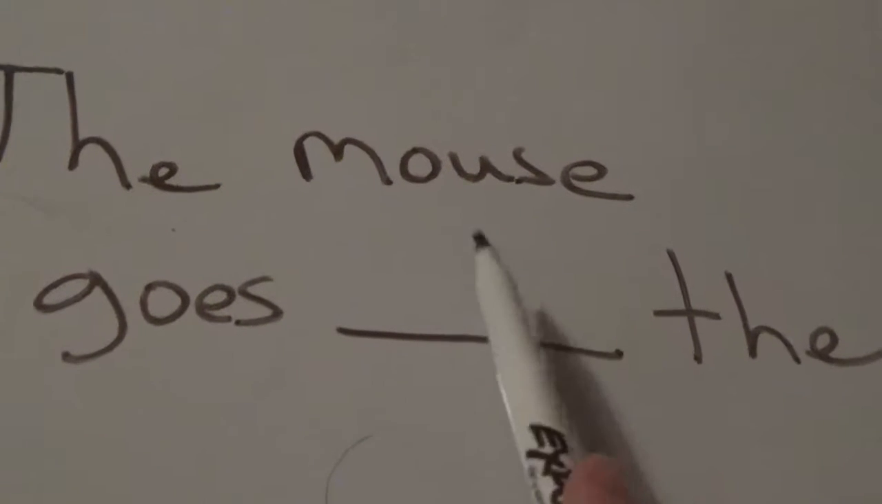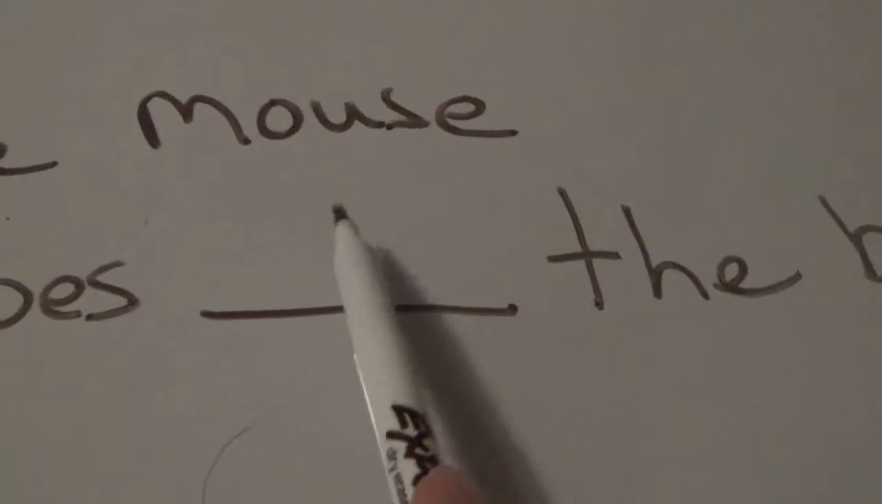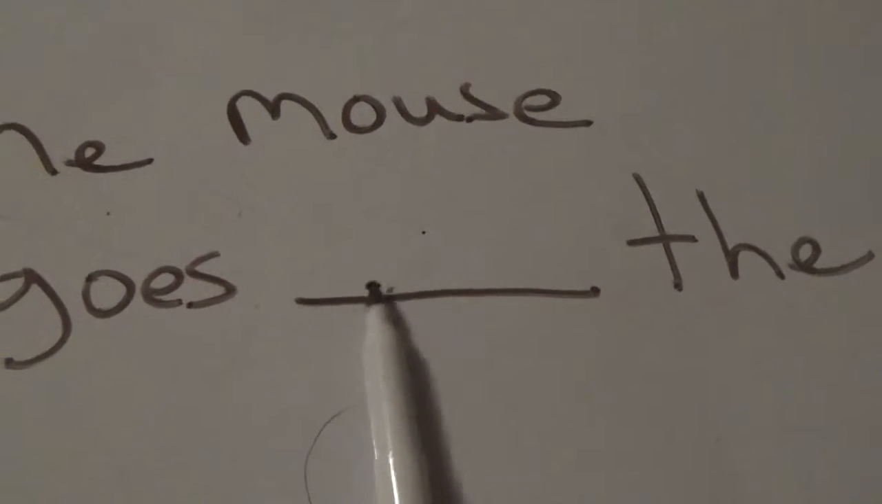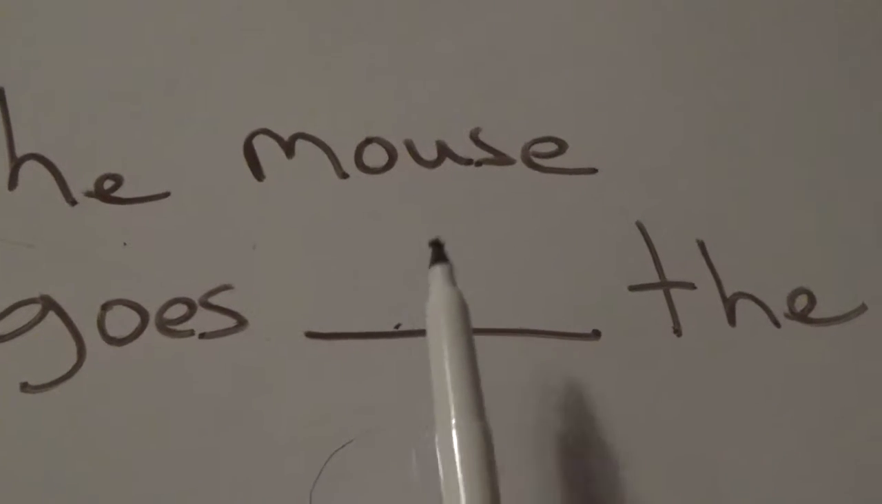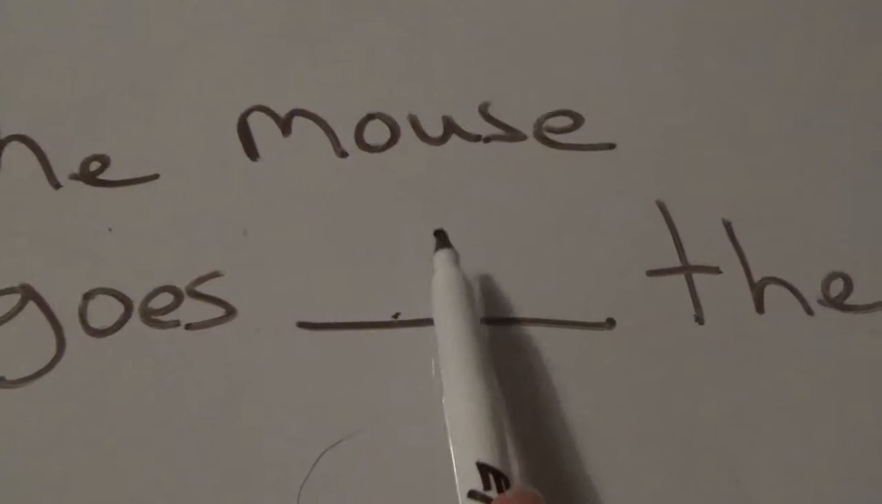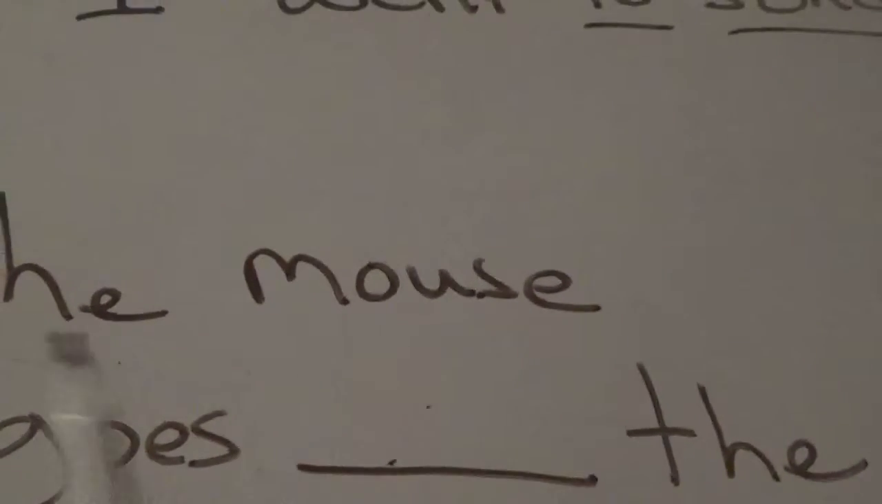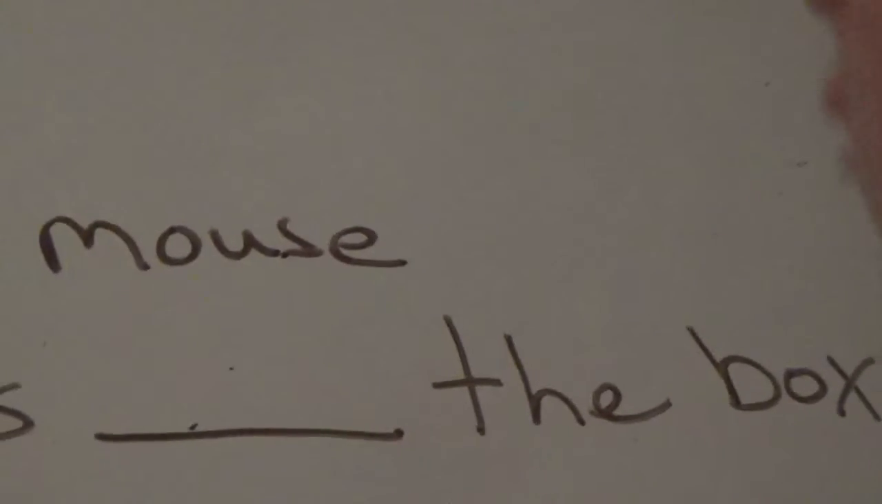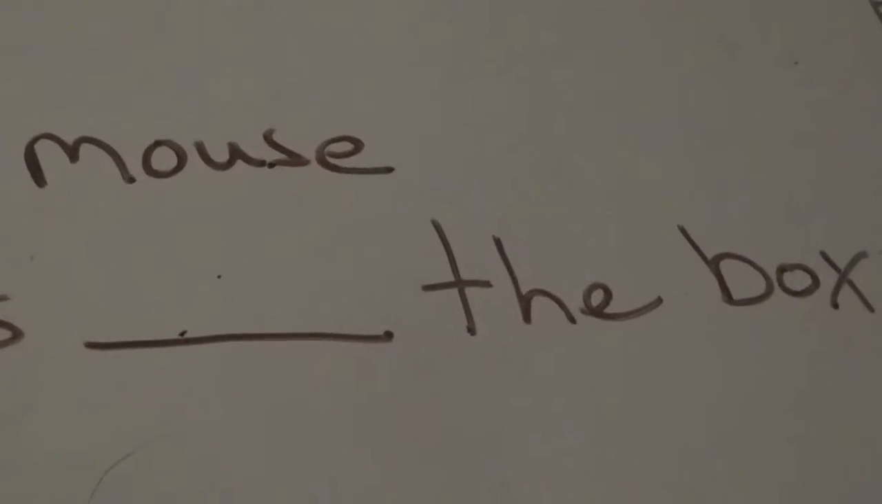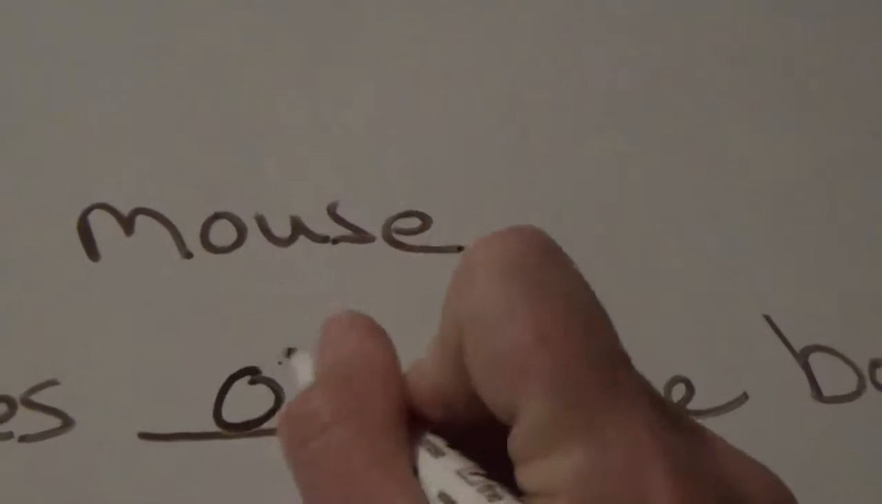So most prepositions will fit into this blank because they're relationship words, right? So that's one test. Does it have an object? Does it fit in the blank? The mouse goes blank the box. And there are just a few exceptions to this mouse goes blank the box rule. And also remember, like on, for example, fits in this.